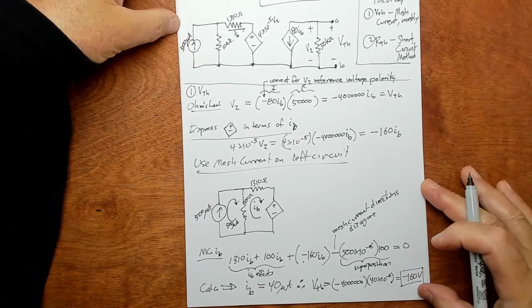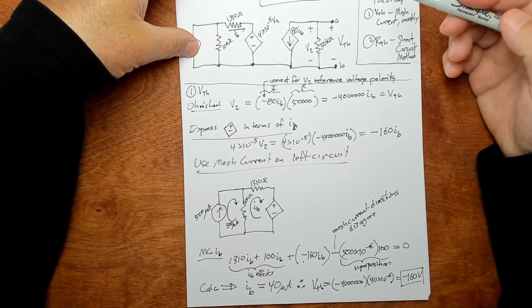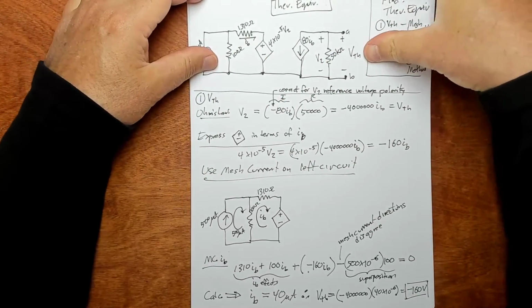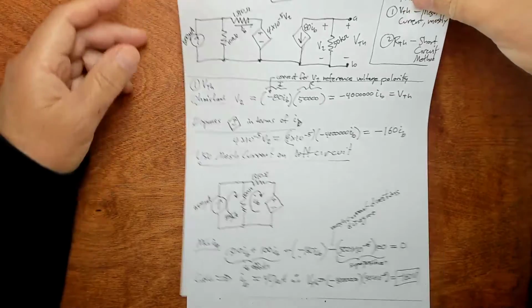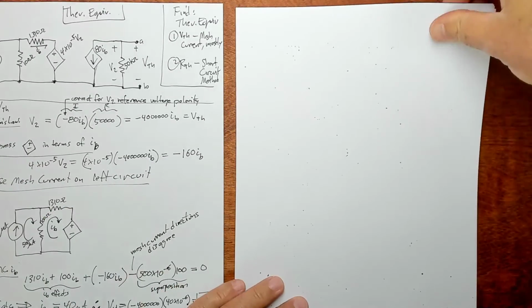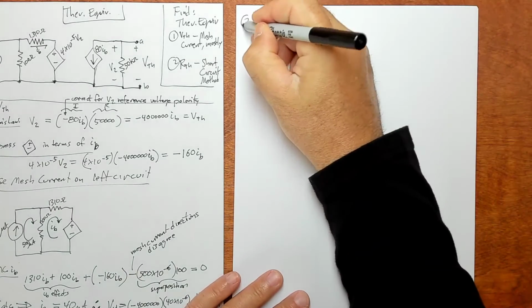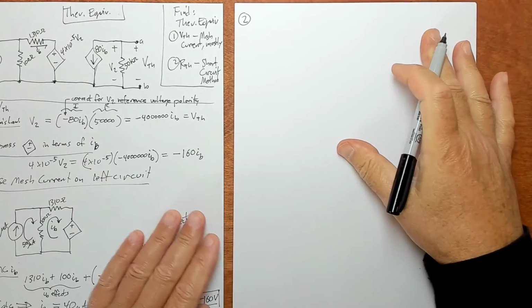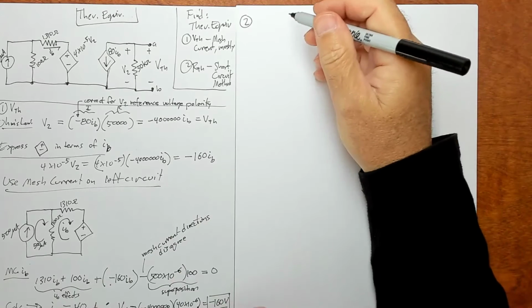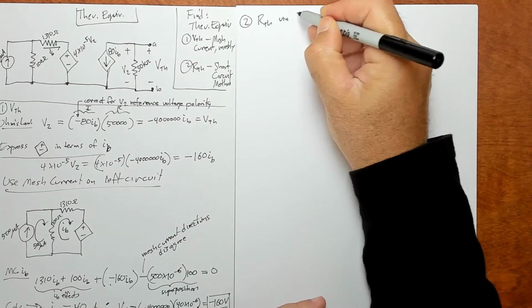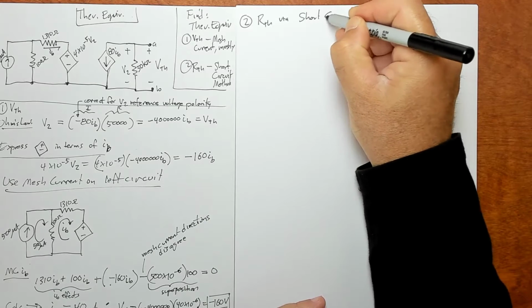Okay, kind of a mess, but that's what you got to do. You got to sort of work both halves of this problem at the same time, and a little bit of luck helps. Let's do method 2 here. We're going to use the short circuit method to solve for R sub Thevenin. So it'll be a short circuit method.